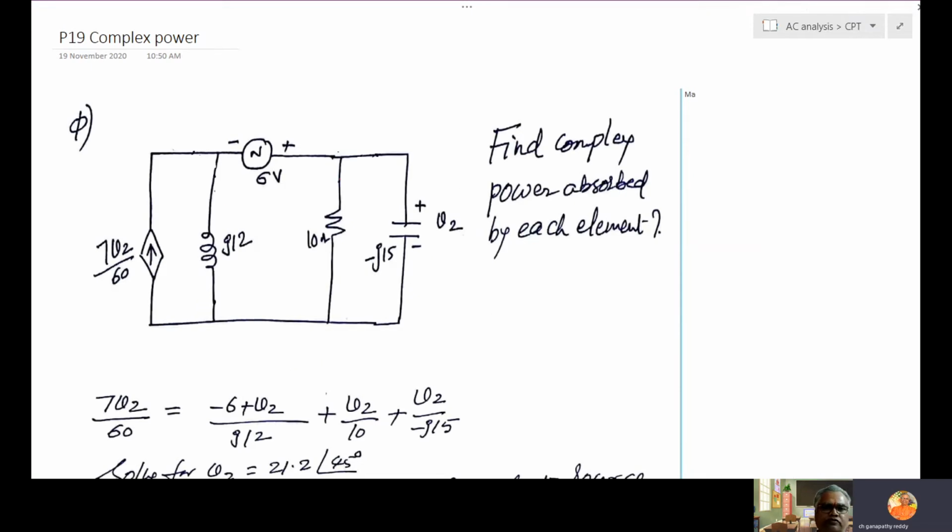This is: find the complex power absorbed by each element.